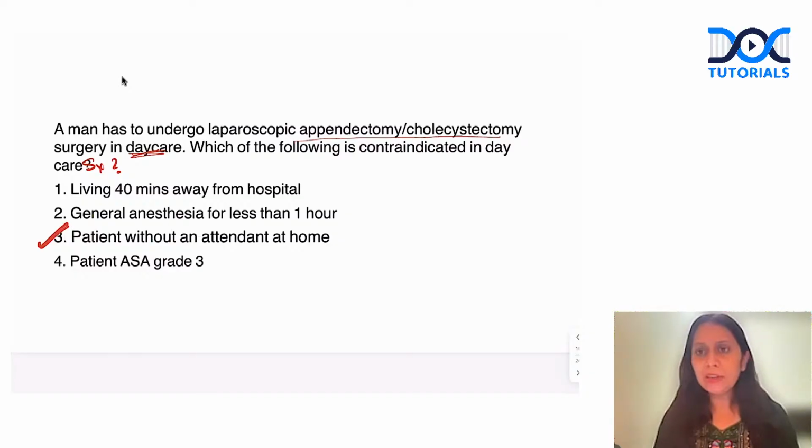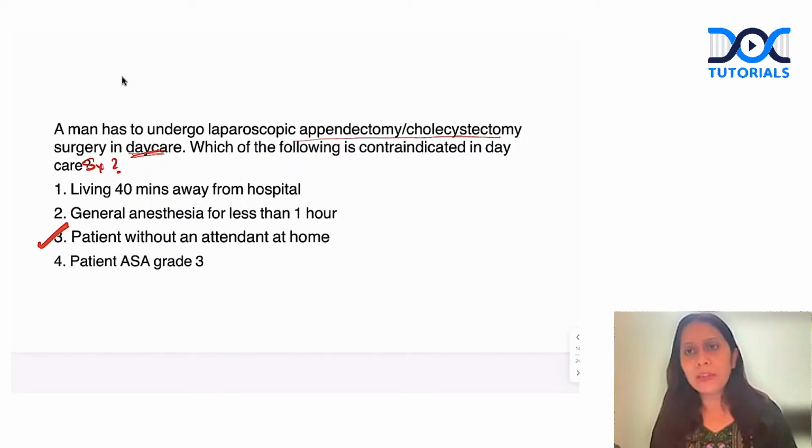Patient with ASA grade 3. Patient with ASA grade 3, if it's an optimized patient, we can take for daycare surgery. For 3 and 4, we are a little skeptical. We have to thoroughly investigate, thoroughly evaluate our patient. But if a stable grade 3 patient, we can take the patient. ASA grade 3, we can take the patient, right? So answer is patient without an attendant at home.